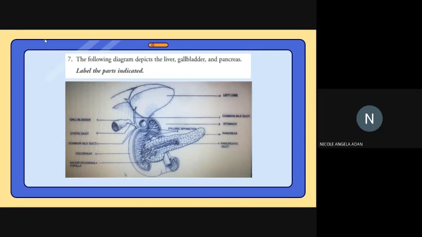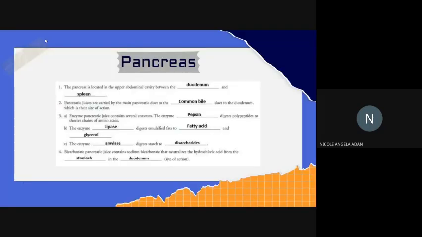Pancreas. 11. Pancreatic duct. The pancreas is located in the upper abdominal cavity between the duodenum on the right and the spleen on the left. Number 2, pancreatic juices are carried by the main pancreatic duct to the duodenum, which is their site of action.